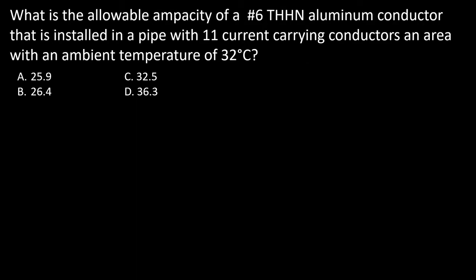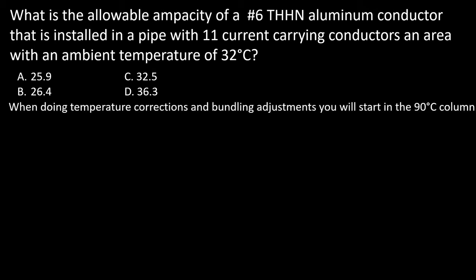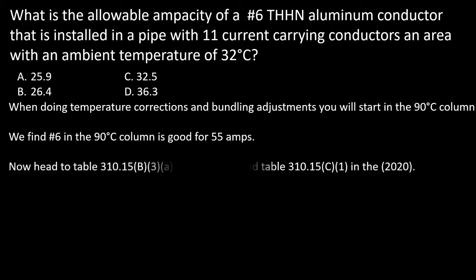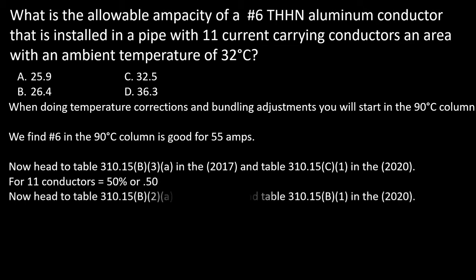What is the allowable ampacity of a number 6 THHN aluminum conductor installed in a pipe with 11 current carrying conductors in an area with an ambient temperature of 32 degrees C? Starting in the 90 degree C column, we'll find our original ampacity. We find out that number 6 in the aluminum column for 90 degrees C is going to be 55 amps. Now let's do our bundling adjustment. We're going to find that for 11 conductors, it's 50% or 0.50.